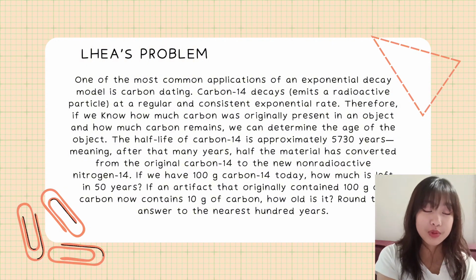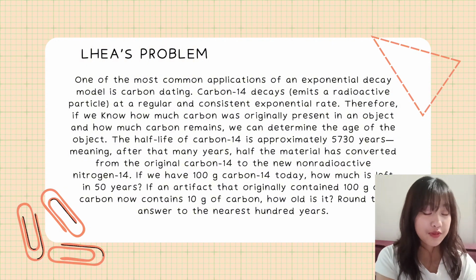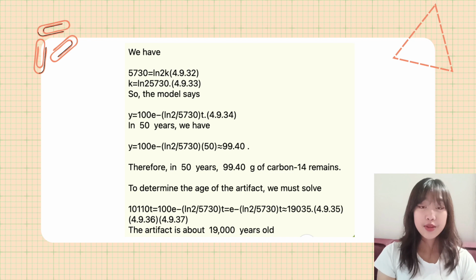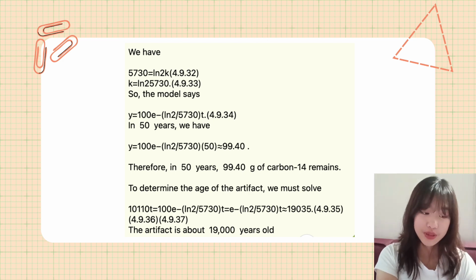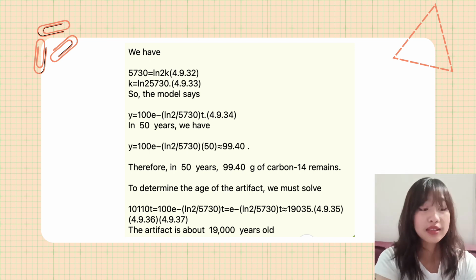If we have 100 grams of carbon-14 today, how much is left in 50 years? If an artifact that originally contained 100 grams of carbon now contains 10 grams of carbon, how old is it? Round the answer to the nearest 100 years. So in our solution, we have 5,730 equals integral of 2 over 5,730. So the model says the answer to this is 99.40. Therefore, in 50 years, 99.40 grams of carbon-14 remains.